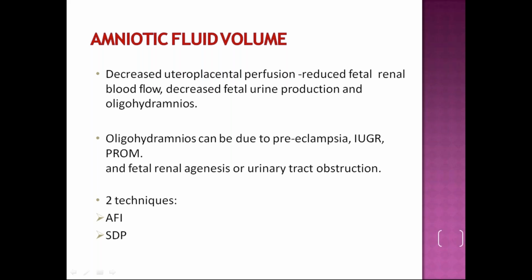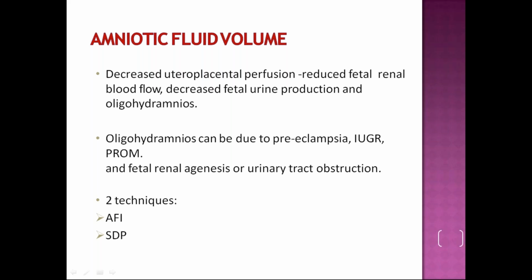Amniotic fluid volume, again, is decreased. It indirectly indicates uteroplacental perfusion: if placental circulation is good, you will have a good amount of amniotic fluid. In the later half of pregnancy the maximum amount of amniotic fluid is around 30 to 32 weeks. Gradually it decreases, but not too much. So we have to measure the amniotic fluid volume.